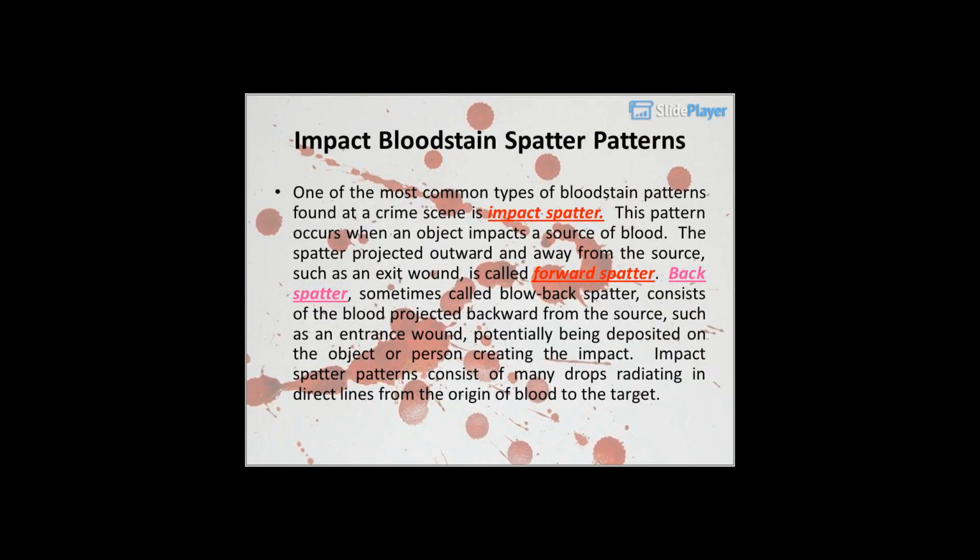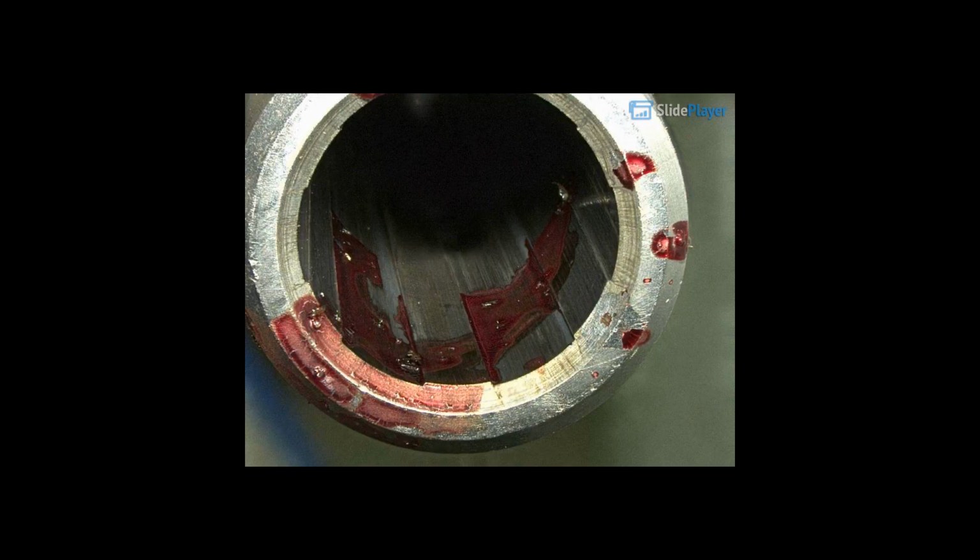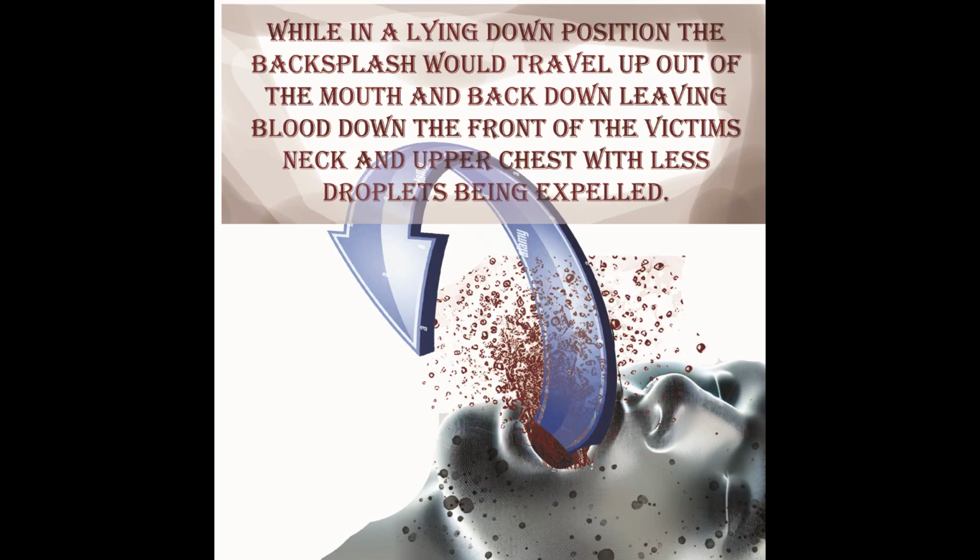It occurs when an object impacts a source of blood. The spatter projected outward and away from the source, such as an exit wound, is called forward spatter. Back spatter, sometimes called blowback spatter, consists of the blood projected backward from the source, such as an entrance wound, potentially being deposited on the object or person creating the impact. Impact spatter patterns consist of many drops radiating in direct lines from the origin of blood to the target.